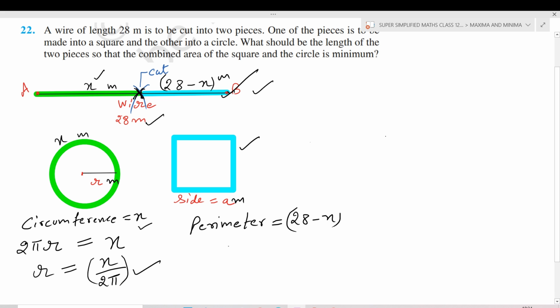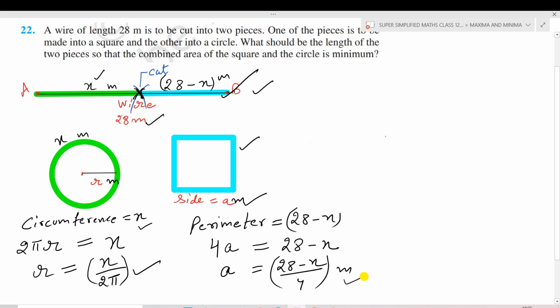Now we move towards this square and try to find the side of this square. We have assumed the side to be a meters. The perimeter will be 4a meters, and 4a meters is now 28 minus x meters. So a comes out to be (28 minus x) upon 4 meters. So now we have got the side of the square in terms of x, and the radius of the circle also in terms of x.